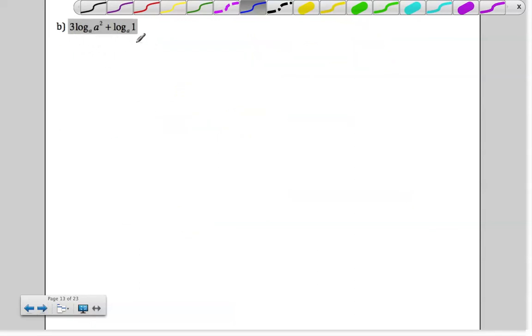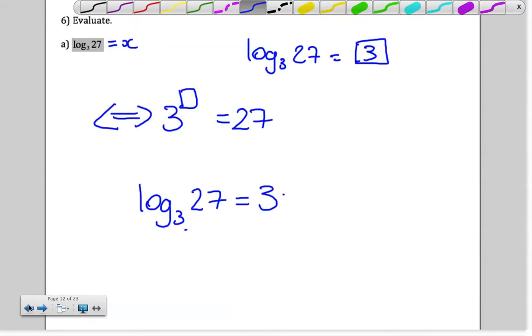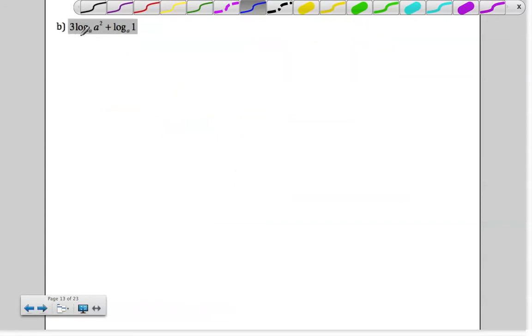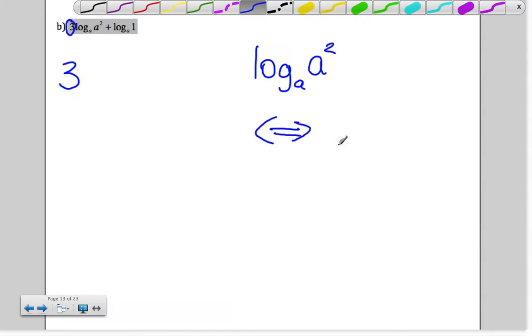Let's have a quick look what the instruction was. It's to evaluate. So let's look at each one in turn. You can do things with the 3. Some of you would probably want to deal with that. If it's necessary, then we'll do something with the 3. For now, let's have a look at each log individually. So I've got log base a of a squared. I'm going to do my if and only if statement.